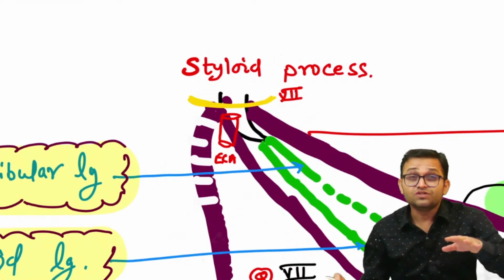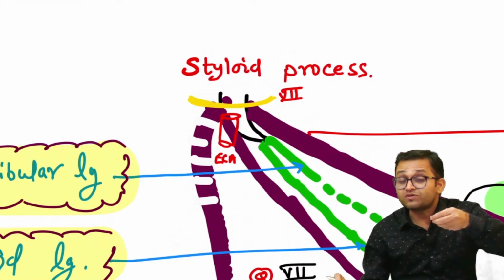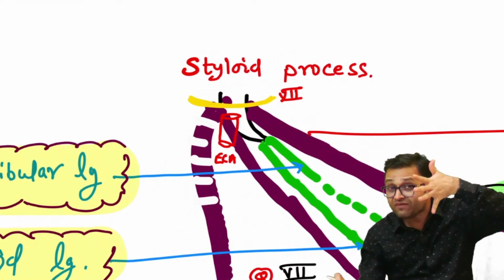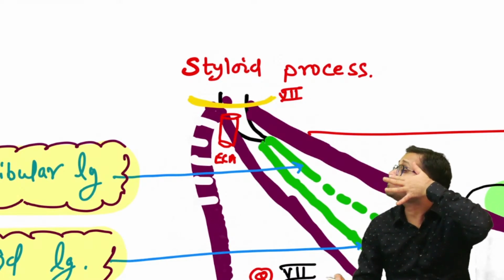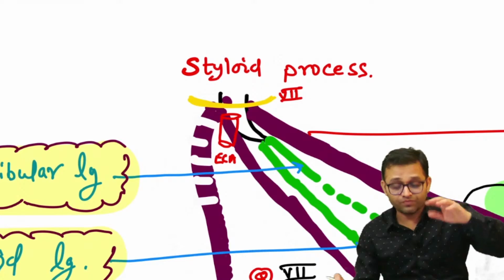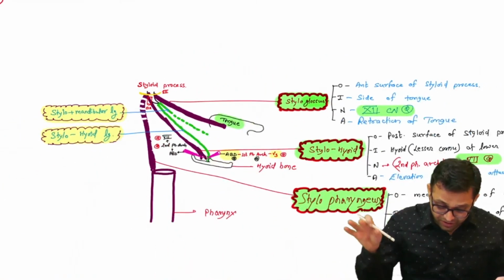So within the parotid gland, these two divisions will finally divide into five: temporal, zygomatic, buccal, which will further divide into upper buccal and lower buccal, then marginal mandibular, then cervical. We know, so these relations are important.